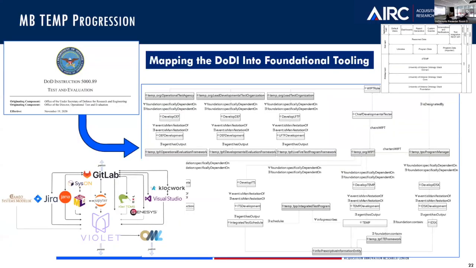Okay, here's a view of some of the model-based TEMP. I've got more slides to go on this, but in this case, I'm going to actually walk over here. What you have is DoD Instruction 5000.89, and what you see here is the visualization of an ontology that is created on the basis of DoD 5000.89. This allows us to incorporate that commonality that's independent of a particular tool.